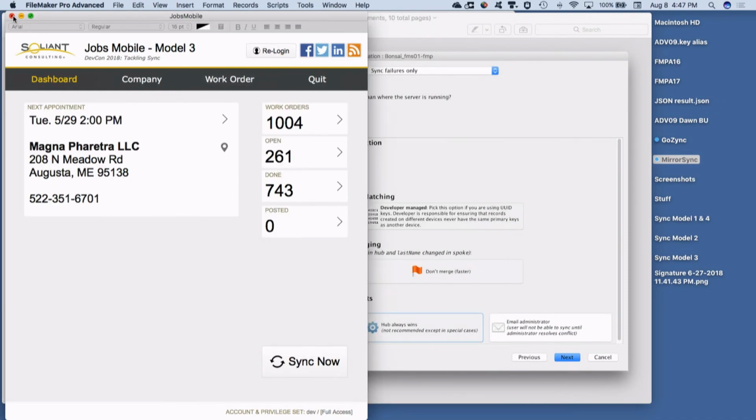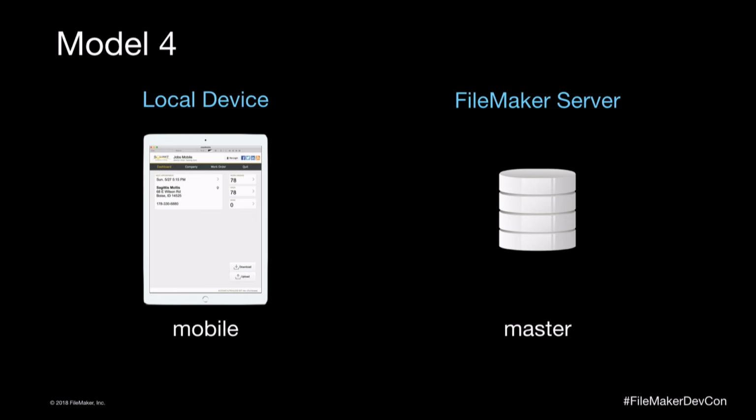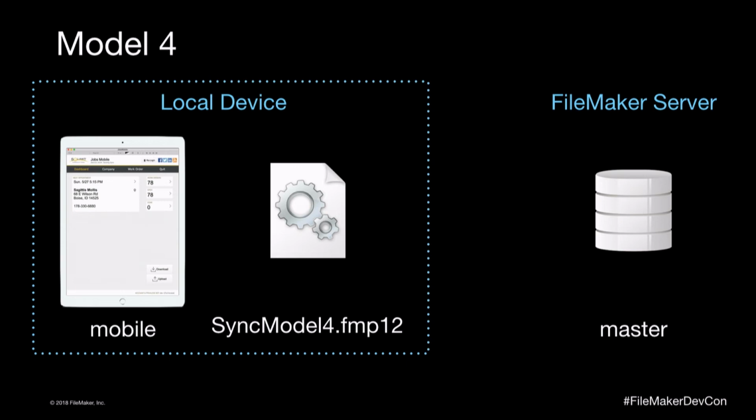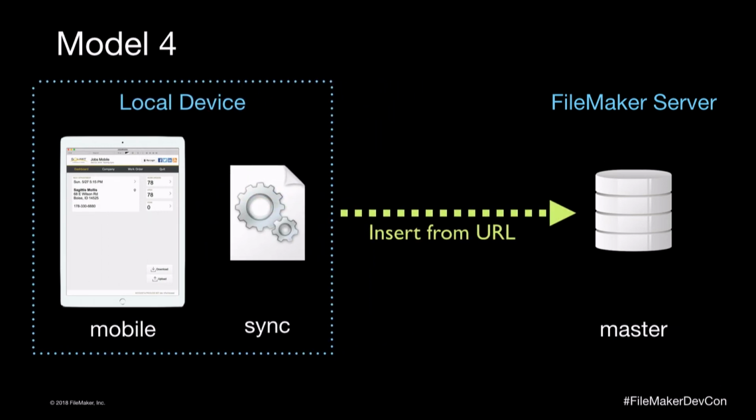Okay, I have one last one to show you. Here we are back at that slide. We've got mobile, we've got master. And this time, I've got another sync file called sync model 4. It's very creatively named. It's going to reside on the local device. And this time, it has external data sources only to the mobile file. And when it comes time to communicate with master, it's going to use the data API, which is awesome. And I think it's only going to get better as they add more features to it.